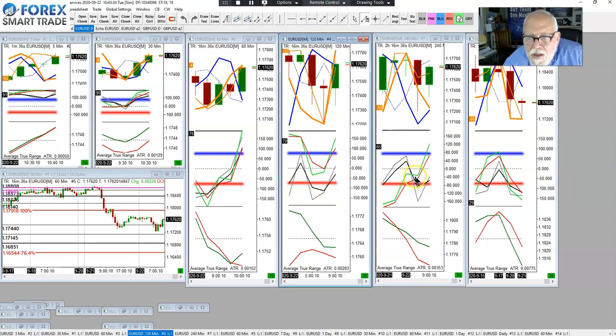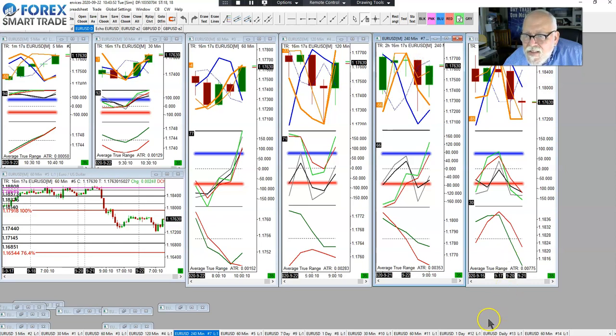Again, we get that turn here. We're coming up on the 4-hour, again sideways. Sideways is retracement. Again, about 6 pips here to retrace this.